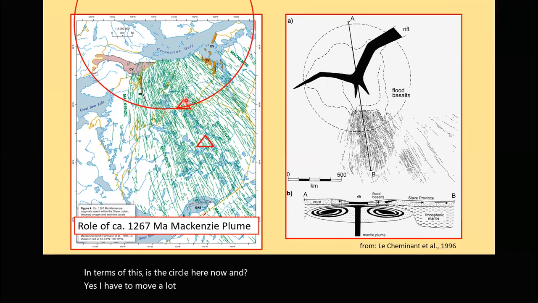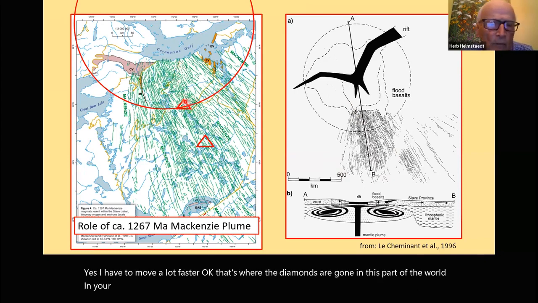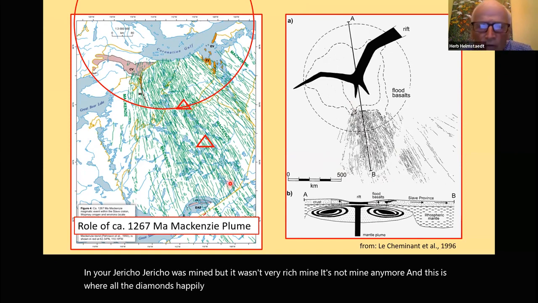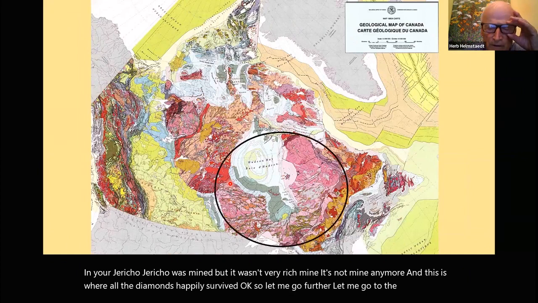Okay, that's where the diamonds are gone in this part of the world. In Jericho, Jericho was mined, but it wasn't a very rich mine. It's not mined anymore. And this is where all the diamonds happily survived. Okay, so let me go further. Let me go to the Superior Province briefly.